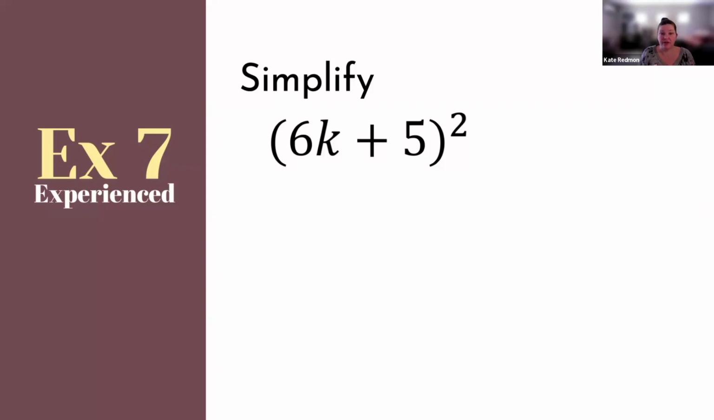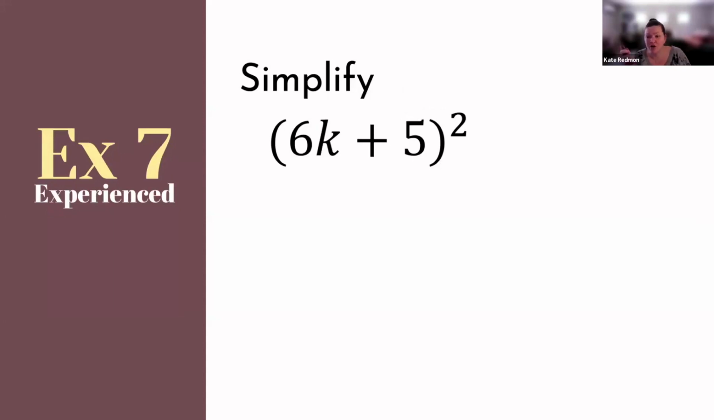Example 7, simplify. And this is interesting. It looks different, like we're doing something new. We see the quantity of 6k plus 5 squared this time. Now, I want you to be really careful. You cannot distribute a square. We don't distribute squares. We distribute multiplication. So don't think of it that way.